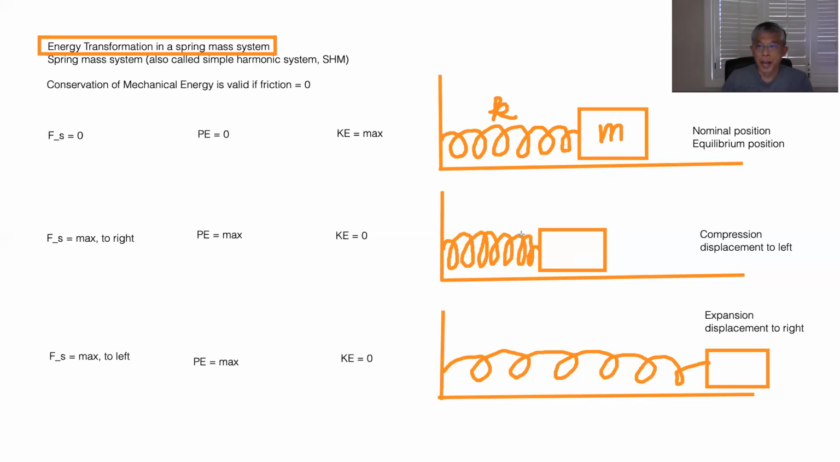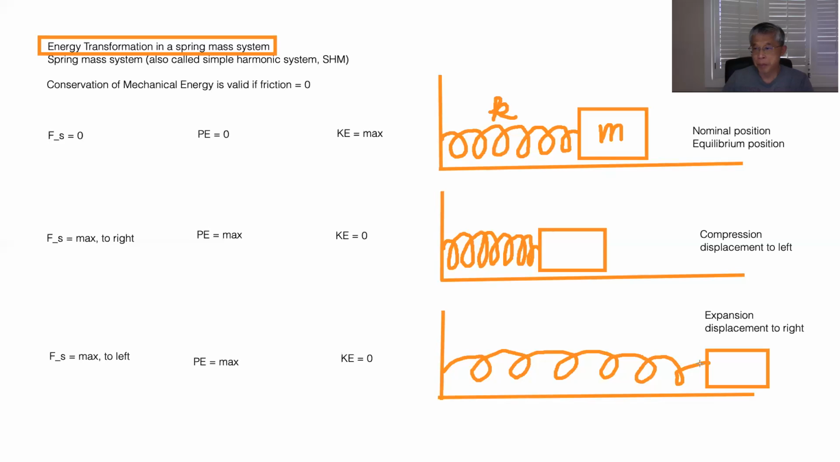Now, at the maximum compression position, the block, this M, will come to a stop. So the KE is equal to 0. The potential energy, on the other hand, is going to be maximum. That's 1/2 kx squared, where x is the displacement. Since the displacement is maximum, so is the potential energy.